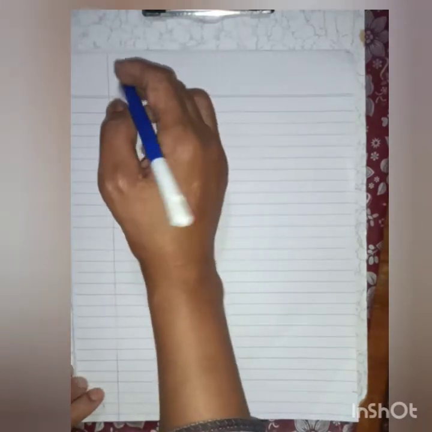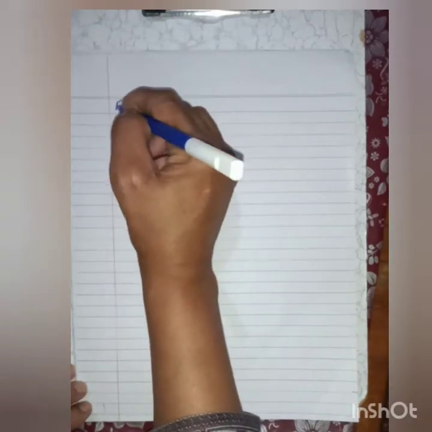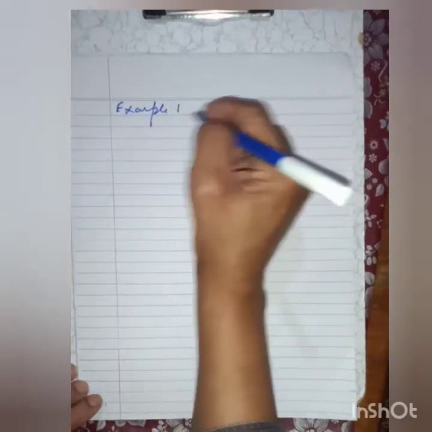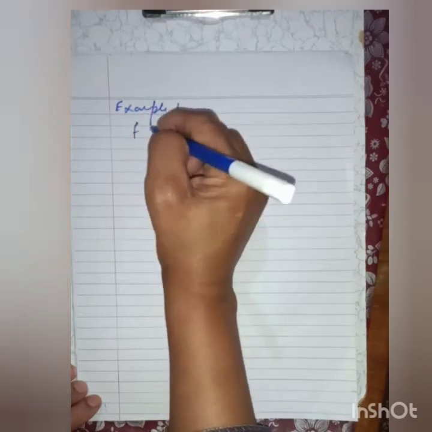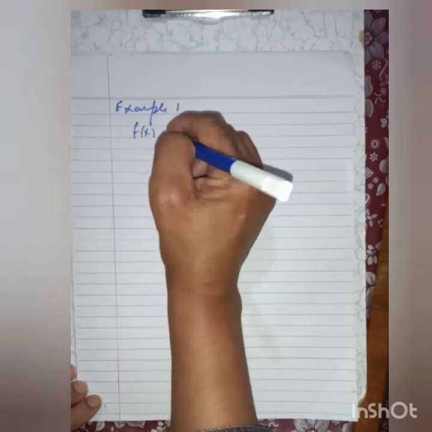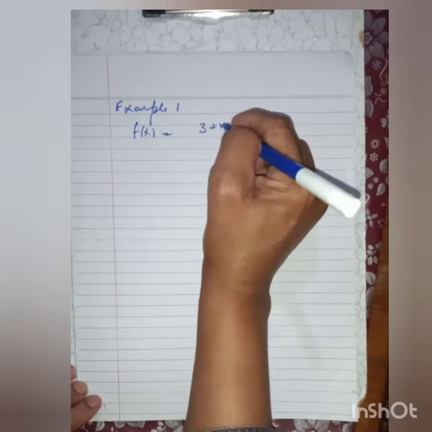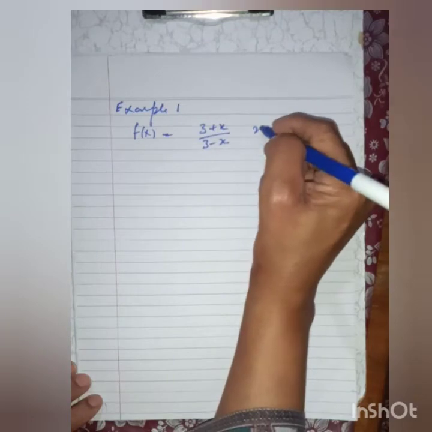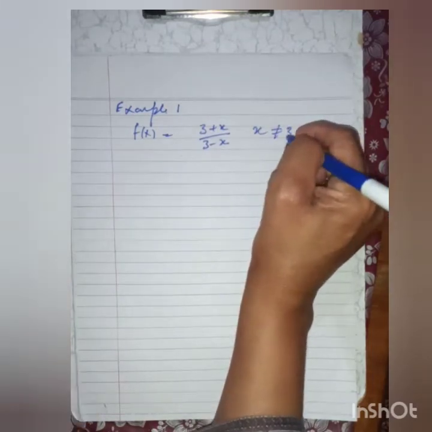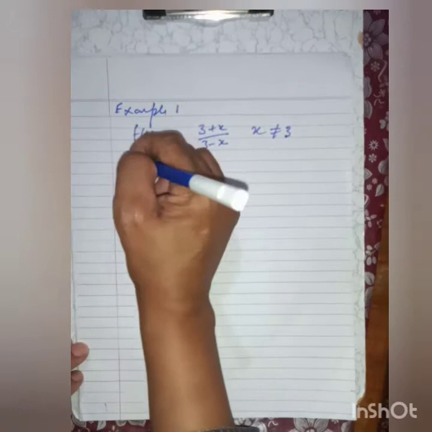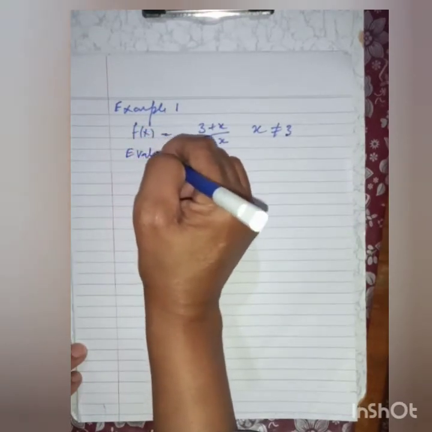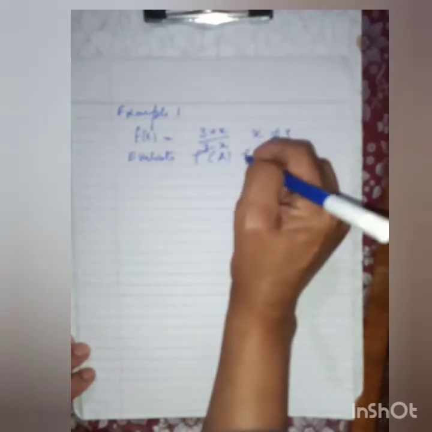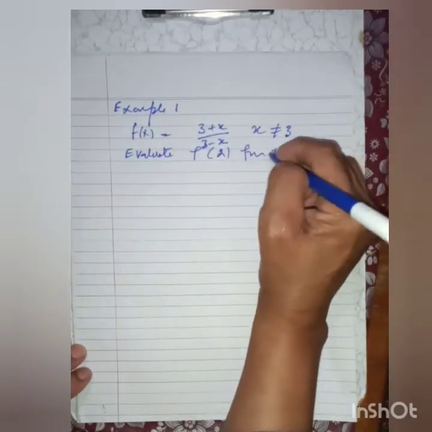आज हम एक दो प्रॉब्लम्स और कर रहे हैं डेरिवेटिव्स के। ये आपके पेज नंबर 55 पर पहला एग्जांपल है। Example 1: Given question, let f of x is equal to 3 plus x dividing by 3 minus x, where x must not equal to 3. Evaluate f prime of 2 from the definition.